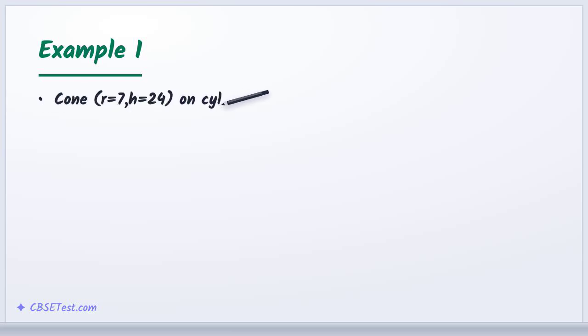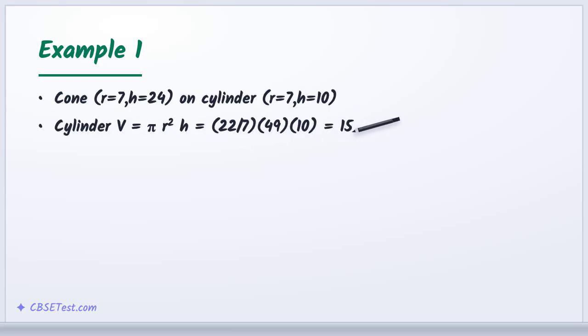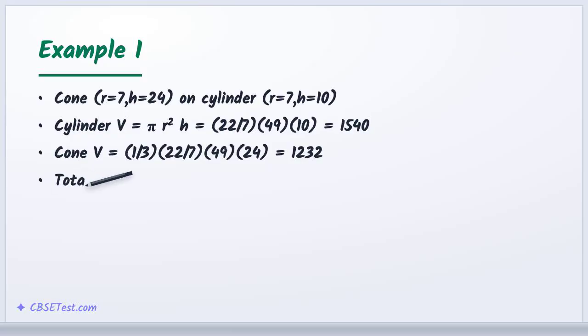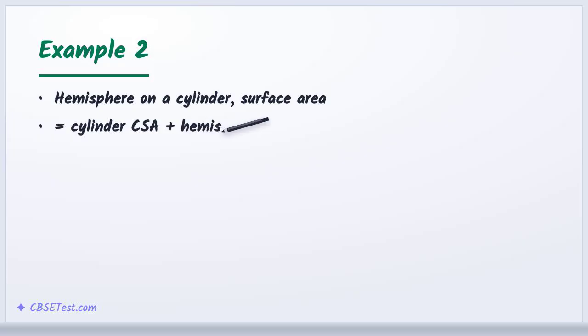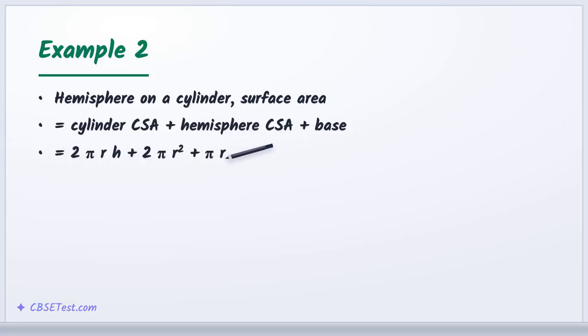A cone sits on a cylinder, both radius 7. The cylinder's volume is 1540. The cone's is a third of pi r squared times 24, which is 1232. The total volume is 2772 cubic centimeters.